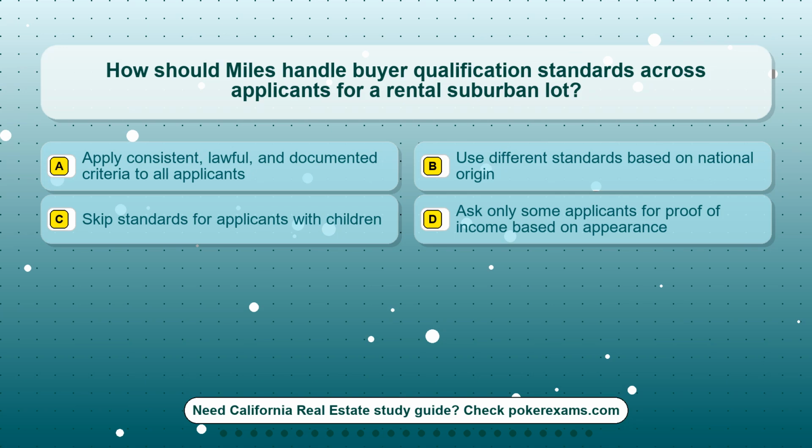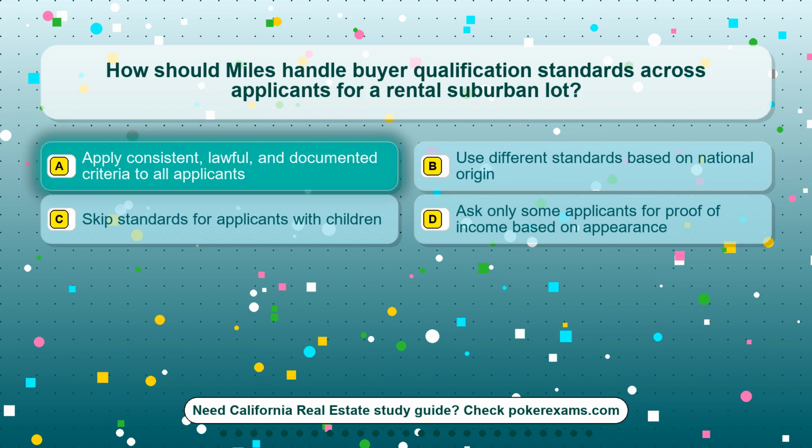Question 4. How should Miles handle buyer qualification standards across applicants for a rental suburban lot? Option A, apply consistent, lawful, and documented criteria to all applicants. Option B, use different standards based on national origin. Option C, skip standards for applicants with children. Option D, ask only some applicants for proof of income based on appearance.